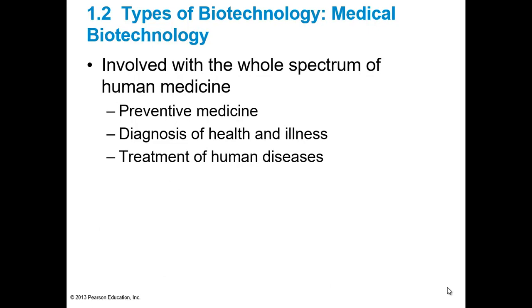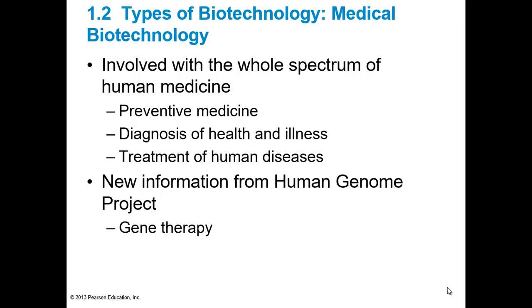This is involved in obviously the whole spectrum of human medicine, being able to prevent different types of diseases, diagnostics, where you're diagnosing disease, and then also treatment. At the crux of this is the Human Genome Project. We talked about this earlier on Wednesday last week, where the entire genome was sequenced by about 2003. The project was supposed to take 20 years, and it only took 5 years to sequence the entire human genome.